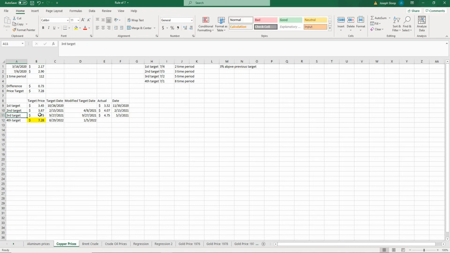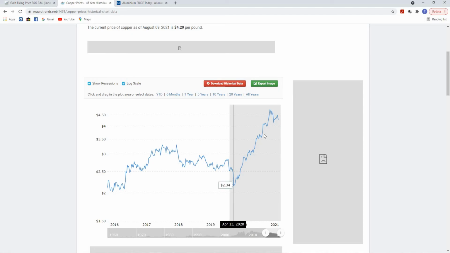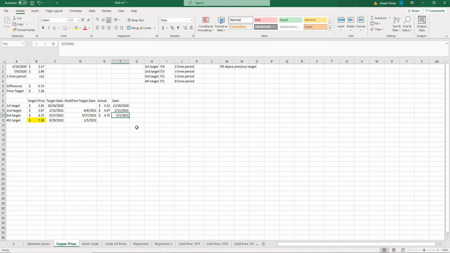Now we go to the third target. It tells us that we should be hitting about $4.73, and that will be realized at some time in September of 2021, okay? However, we already achieved that $4.73 right here on May 3rd, so we're ahead of schedule. We're actually ahead by almost 5 months. We saw this sharp increase in copper prices, so that pushed up the timetable of when we could potentially hit this fourth target.